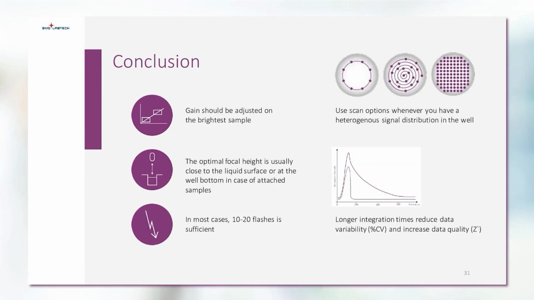Before starting a measurement, make sure that the optimal gain is set or perform an adjustment, which can easily be done automatically on a microplate reader. Make sure that the focal height is optimized properly and use scan options whenever you have a heterogeneous signal distribution in the well. Keep in mind that in most cases 10 to 20 flashes are sufficient and that, depending on the application, longer integration times can be used and can be useful to reduce data variability and increase data quality.